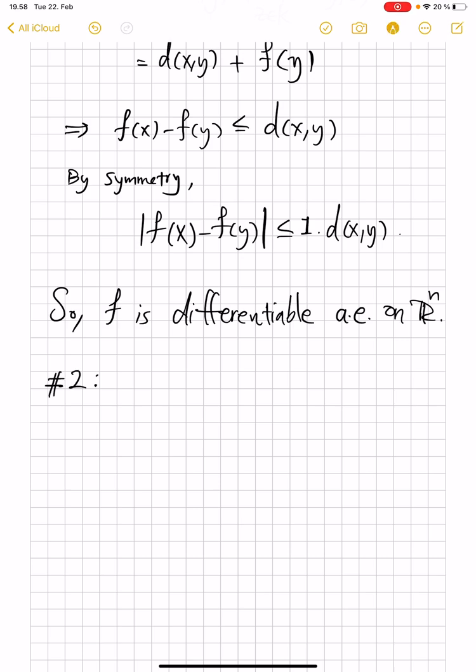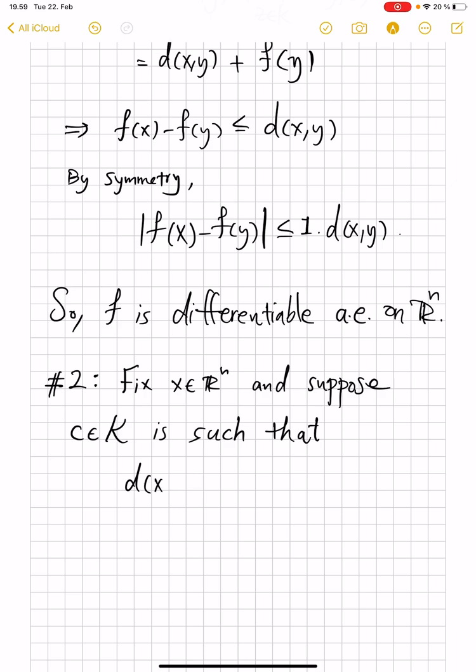Claim number 2. It's not a claim, so it's just part 2 of our analysis. Fix x in Rn, and suppose C in K is such that, we know at least one C exists, such that d of x from C is actually the distance of x from the set K. It's the minimum, a minimizer. So C is not the unique minimizer necessarily, as we have seen in the examples.